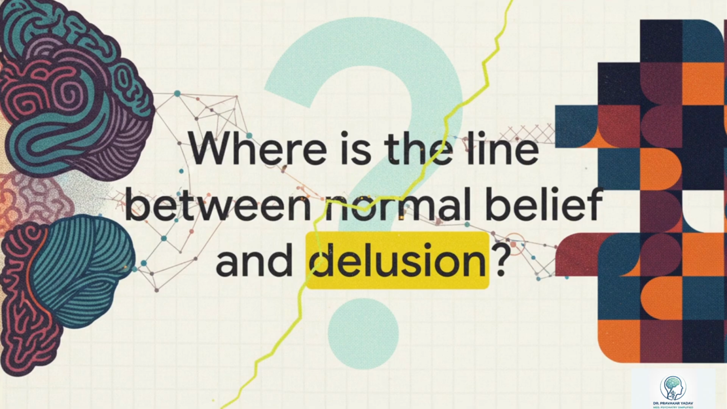When we look at just how complex belief formation is, how conviction can fluctuate day to day, and how a belief's logic can be so deeply organized, where exactly is the line between a normal, deeply held human belief and a clinical delusion? It's a fascinating question about the fragile boundaries of our own minds.